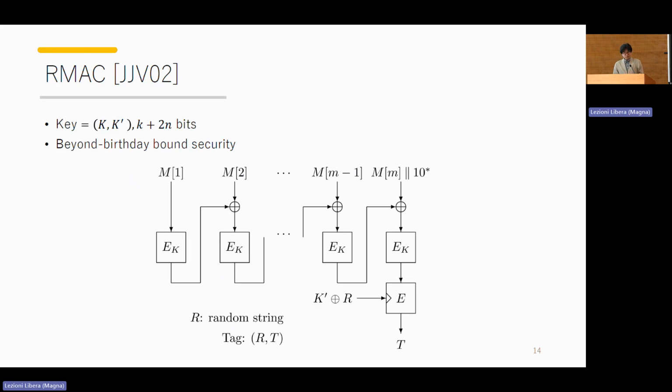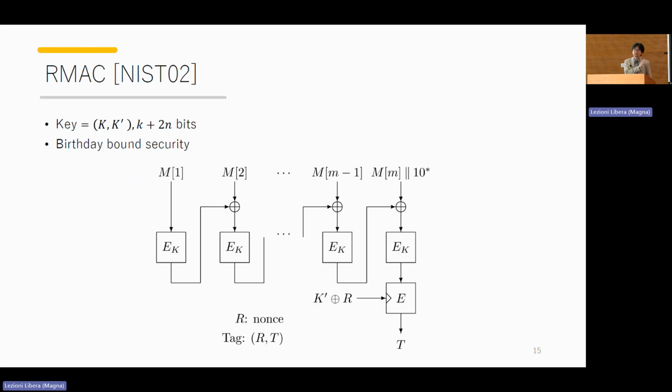ALMAC is a little bit different. It uses 2 keys, and it uses a random string here. The main computation is done with key K, and the last one uses K prime XORed with the random string. And the tag is R together with T.